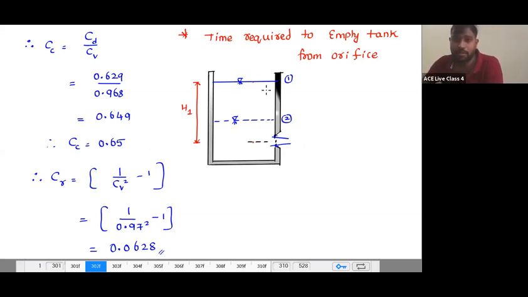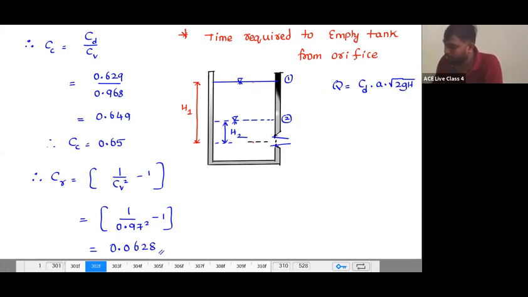But how much head is going to be required? Let's take this head as H2. But how much time is going to be required to empty the tank from the orifice? If I want to empty the tank from H1 to H2, how much time is it going to take? Now I require that time. So you know that Q is nothing but CD into A into root of 2GH. Keep that in your mind. There is going to be CD into A into root of 2GH. So now what I do is, now observe.